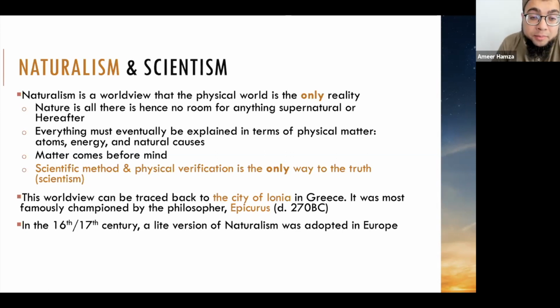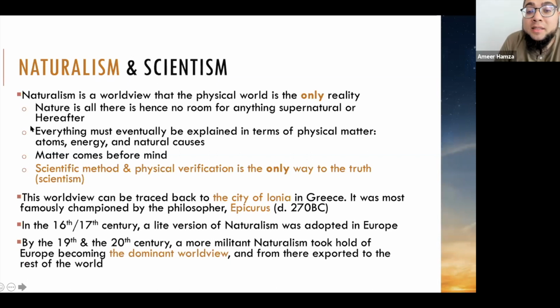But here's where things get problematic. In the 19th and the 20th century, a more militant naturalism took hold of Europe, becoming the dominant worldview, and from there it exported to the rest of the world. You guys, we suffer the consequences of that today. Listen to me, y'all, very carefully. We as Muslims need to know this.